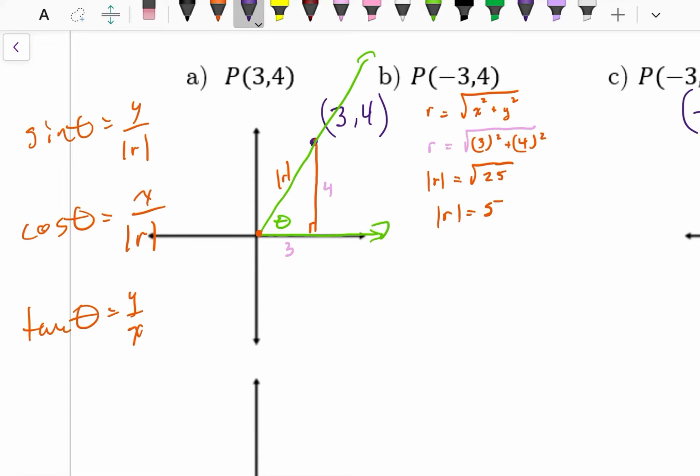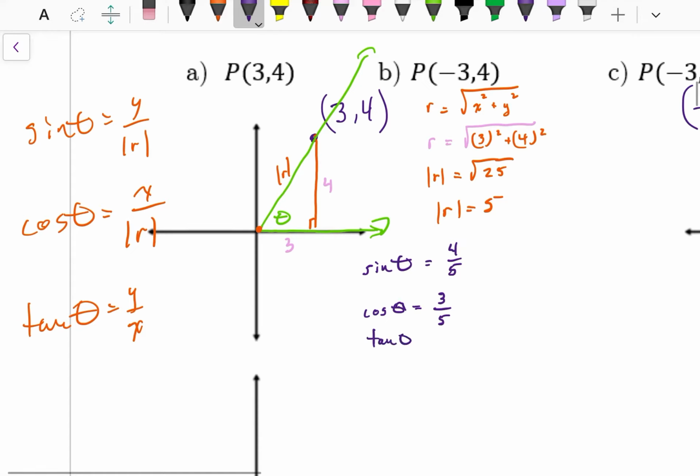So very simply, now, sine theta. Now, I don't know what this angle is, but it just happens that the terminal arm goes through (3, 4). But sine theta is equal to the y-coordinate, which is 4, divided by my radius vector r, 5. So sine theta is equal to 4 over 5. Cosine theta is equal to the x-coordinate, which is 3, divided by my radius vector 5.